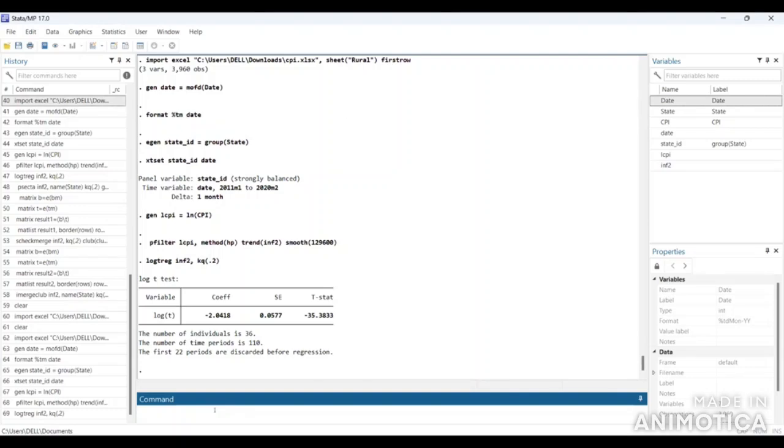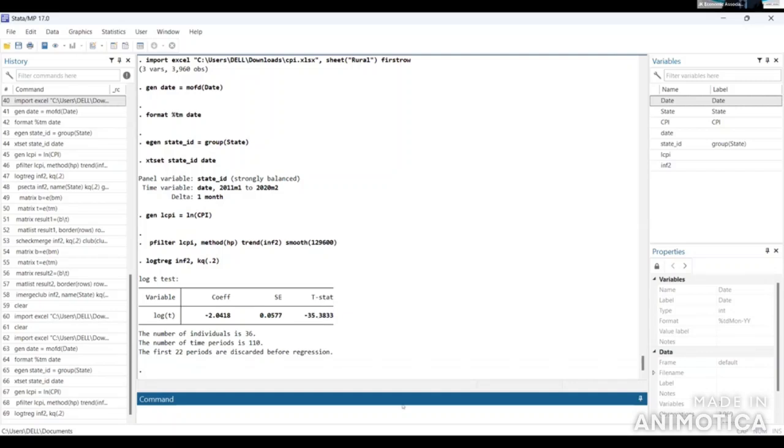Now this is the test, and this is the result I am getting. The deciding parameter for us is that if the t-stat is greater than minus 1.65, then we accept our hypothesis that there is convergence. But here the value is less than minus 1.65. It is minus 35.38. So this test shows that overall convergence is not happening. I hope this part is clear.